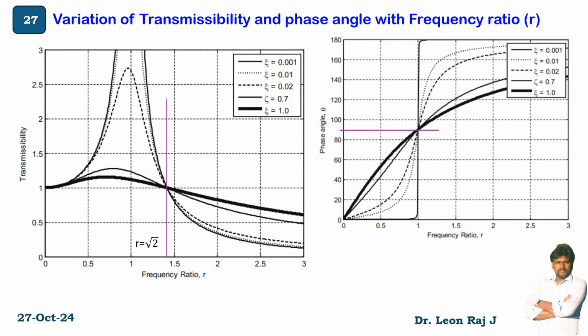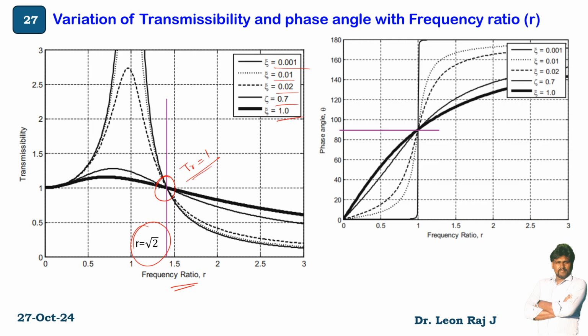The transmissibility versus frequency ratio is shown here. So irrespective of damping ratios of 0.001, 0.01, 0.02, 0.7 and 1.0, your transmissibility is equal to 1 for r equal to square root of 2. So when you design the force transmitted with r equal to square root of 2, the dynamic transmissibility will be 1 actually.